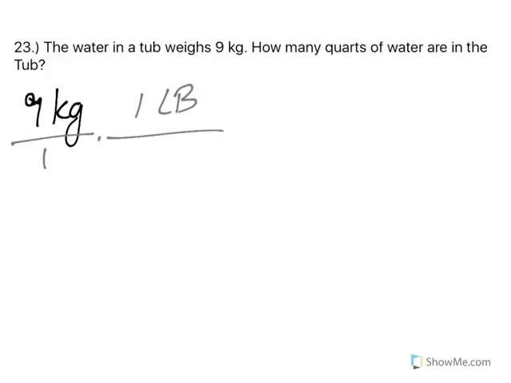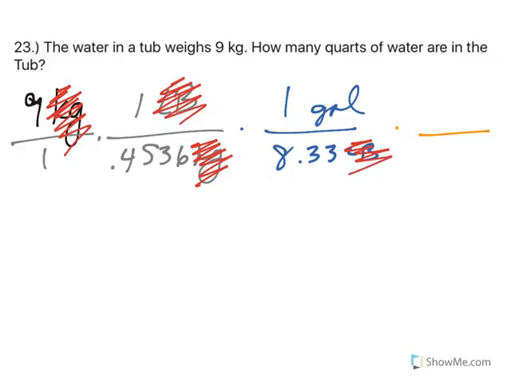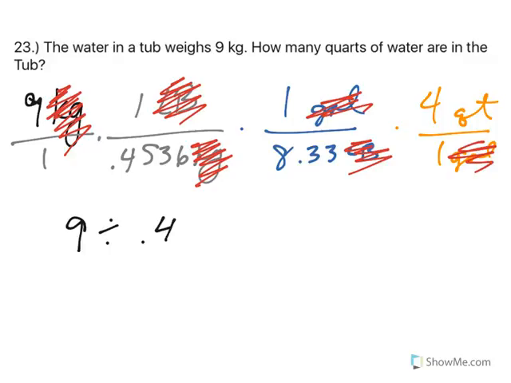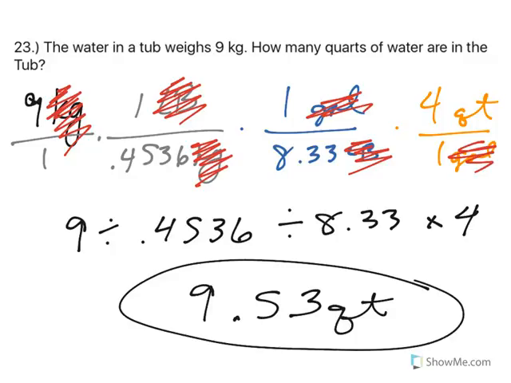I know that 1 pound is 0.4536 kilograms. So that puts me out of kilograms and into pounds, and I know that 8.33 pounds of water is equal to a gallon. So now I'm out of pounds and into gallons, and as we all know, 1 gallon is 4 quarts, and that takes me out of gallons. To do the math, I start with 9. I divide by 0.4536. I divide by 8.33, and then I multiply by 4. And I end up with 9.53 quarts.